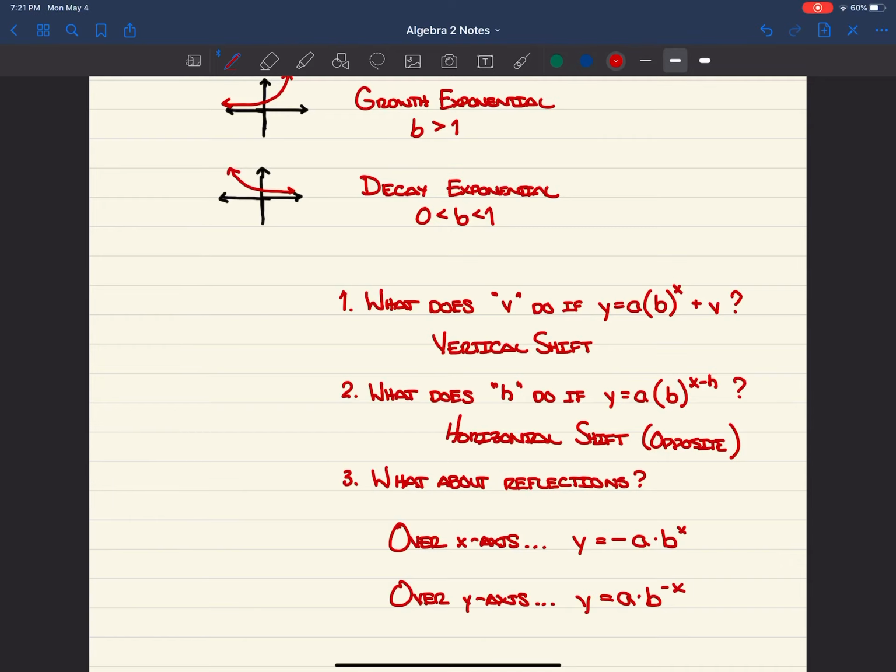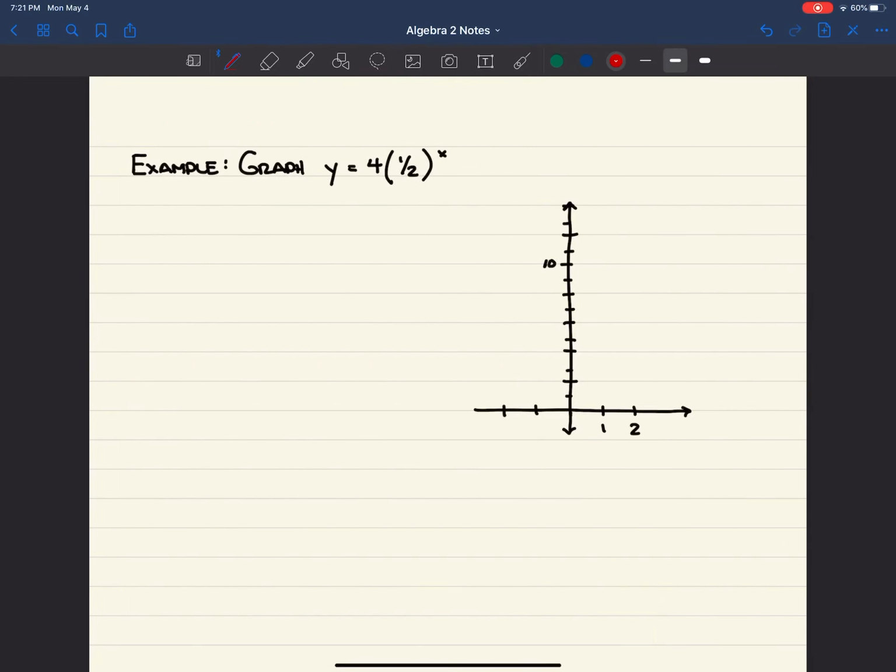So with that, we're going to do one last example, and it says here graph, and we have y equals 4 times 1/2 to the power of x. So again, I'm going to make an xy chart or table. I'm going to start here maybe at -2, -1, 0, 1, and 2. And we're just going to plug these values in. So if I plug in -2, I'm going to have 4 times 1/2 to the -2nd power.